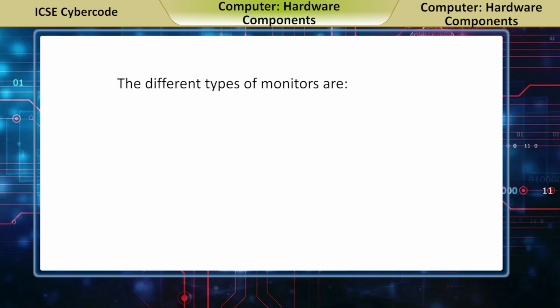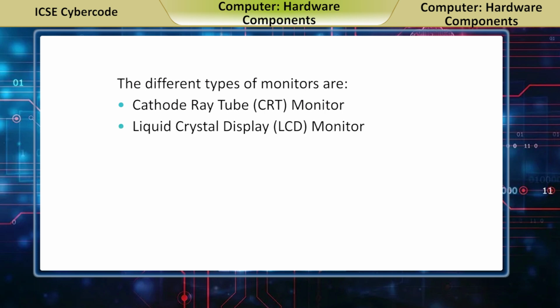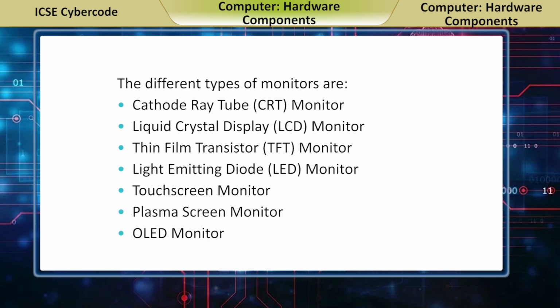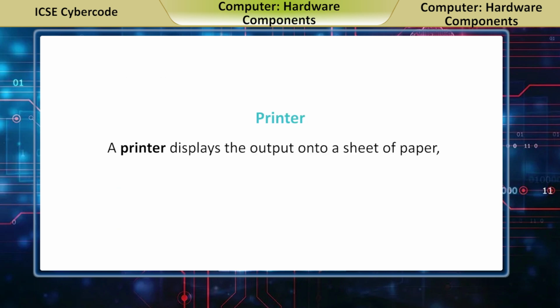The different types of monitors are cathode ray tube, CRT, monitor, liquid crystal display, LCD, monitor, thin film transistor, TFT, monitor, light emitting diode, LED, monitor, touchscreen monitor, plasma screen monitor, and OLED monitor. Printer. A printer displays the output onto a sheet of paper, also known as a hard copy.